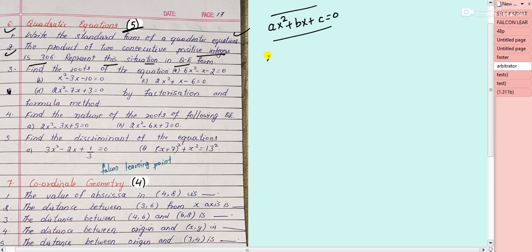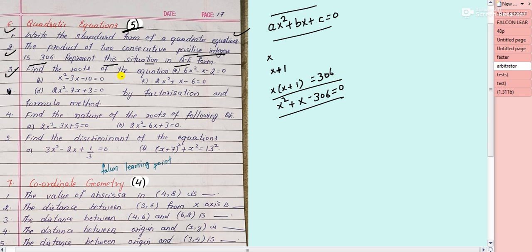So let the numbers be x. So the product of two consecutive positive integers. If a number is x, the consecutive number, means the next number, will be x plus 1. So their product is x into x plus 1, and that is 306. So multiply this. So x square plus x, bring this to LHS, minus 306 equals 0. So this is the representation in quadratic equation.